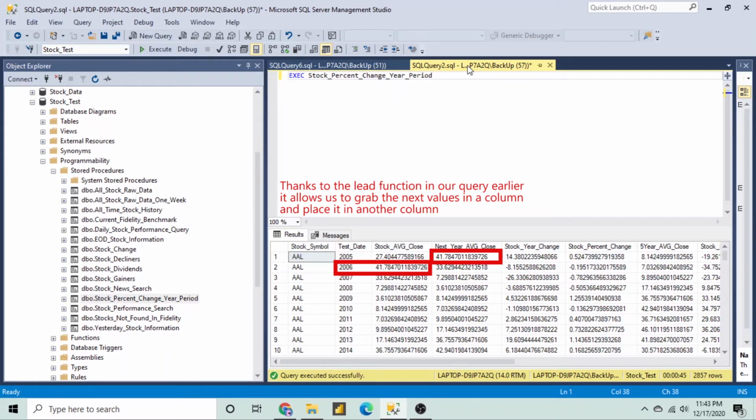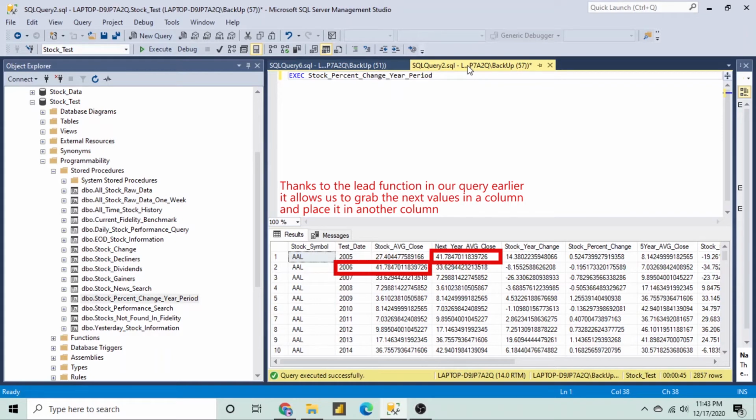So we are still looking at that first row, but in our next column, which is called next year average close, it is going to take the value that is in the second row, which is the average closing price for American Airlines in 2006, and output that as a value. So now that we have those two values on the same row, we could simply subtract them from one another. And you can see when you do 41 minus 27, you get an increase, or a difference, of $14.38, with those numbers being exact.